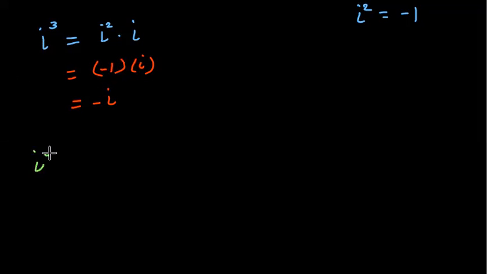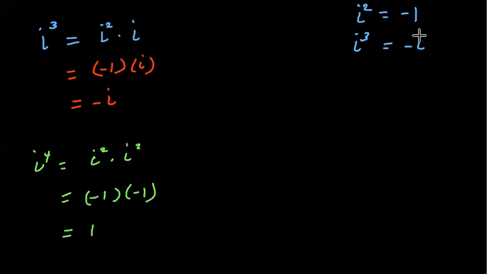So what about i to the fourth power? Well, i to the fourth power is equal to i squared multiplied by i squared. And we already know that i squared is negative 1. So this is negative 1 multiplied by negative 1, which then becomes a positive 1. So take a look at what we've discovered so far. We've discovered i squared is negative 1, i cubed is equal to negative i, and i to the fourth power is equal to positive 1.